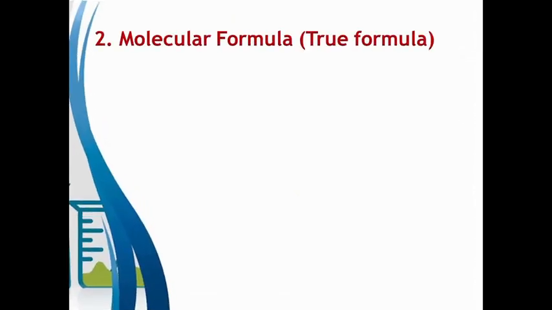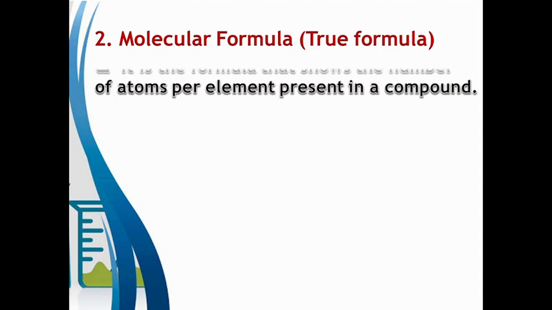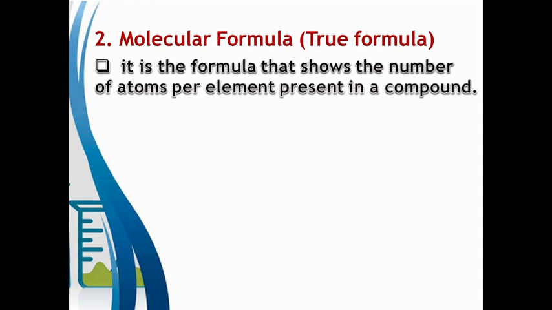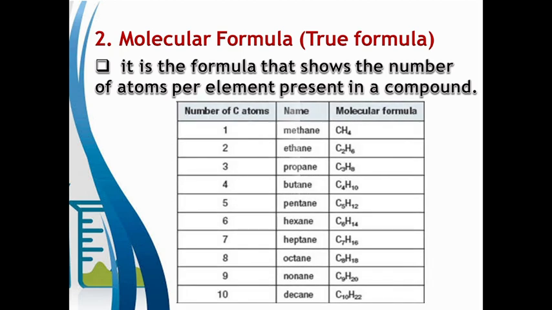Next, we have the molecular formula. The molecular formula is also known as the true formula. It is the formula that shows the number of atoms per element present in a compound. For example, we have the number of carbons in the compound, the name and its molecular formula. Number 1, methane has 1 carbon and 4 hydrogen. Ethane has 2 carbon and 6 hydrogen.